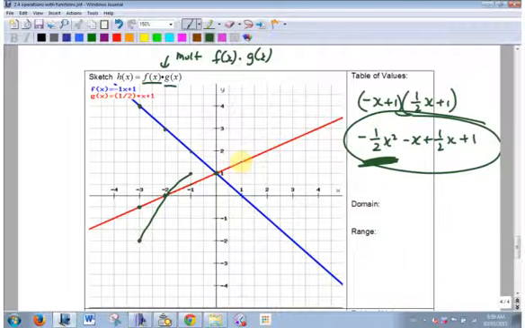Okay, 1.5 times 0 is 0. 2 times negative 1 is minus 2. Nice.